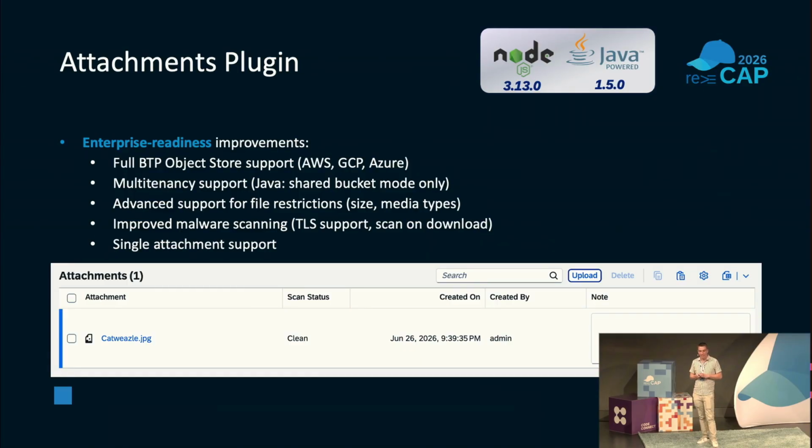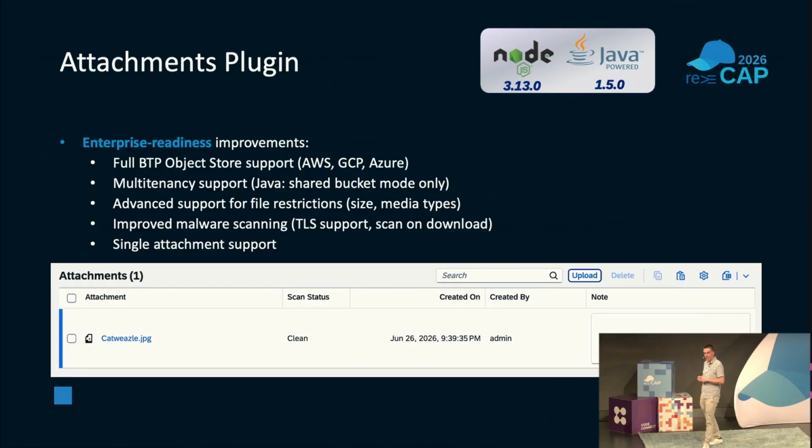What I want to highlight here is that we invested a lot in the last year into the enterprise readiness of the plugin. And what does it mean? So for both the Java and the Node version, we now have full BTP object store support for all the supported cloud providers. So you can use your favorite cloud provider, AWS, GCP, Azure, and integrate that with the attachments plugin via the object store.